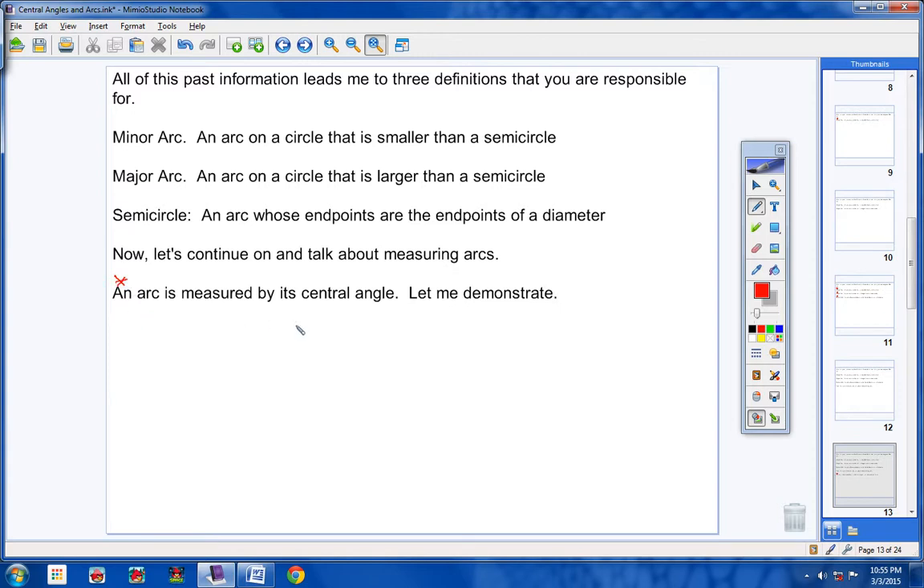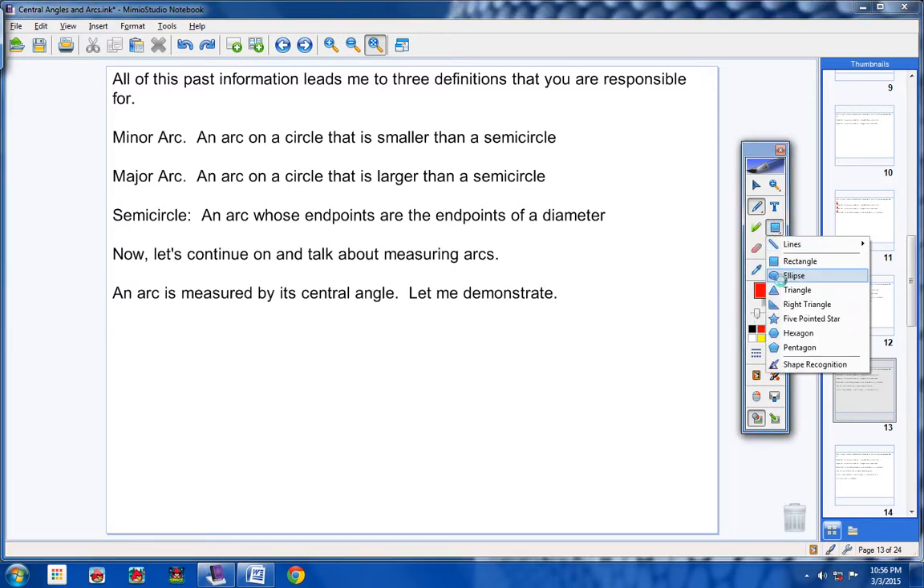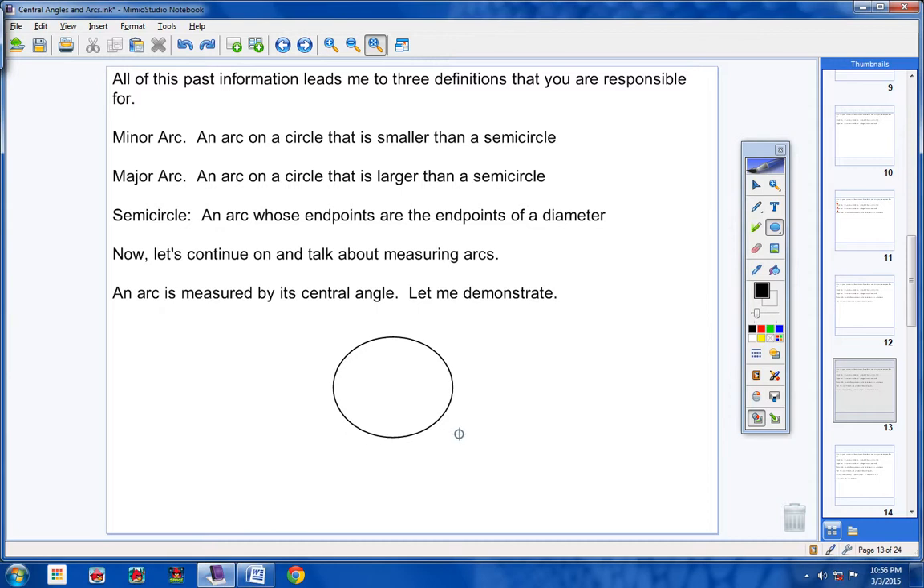An arc is measured by its central angle. An arc is measured by its central angle, okay? I would write that down. I'm going to demonstrate that in just a second. An arc is measured by its central angle. For example, I would encourage you to copy this in your notes if I were you. Okay, here's a circle. Alright, there we go. Now, if I have a central angle right here, that's 100 degrees.